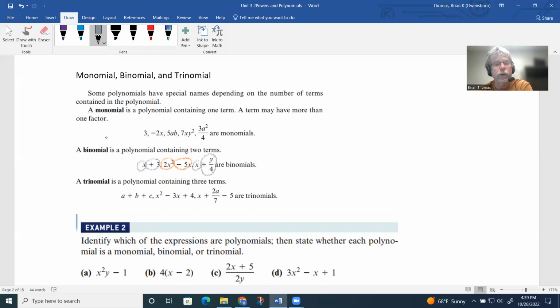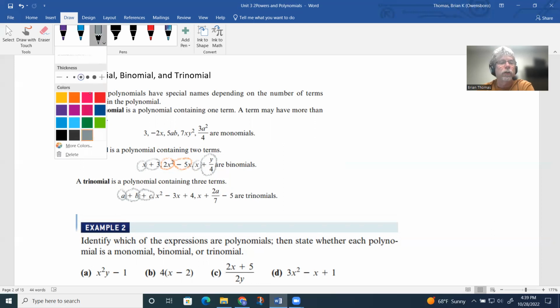So a trinomial has 3 terms. Again, terms are connected by addition or subtraction. So notice how there's addition and subtraction present. So a is my first term. Again, I circle the operation to see my second term, and I circle the operation to see my third term. So a, b, and c are my 3 terms in my trinomial.